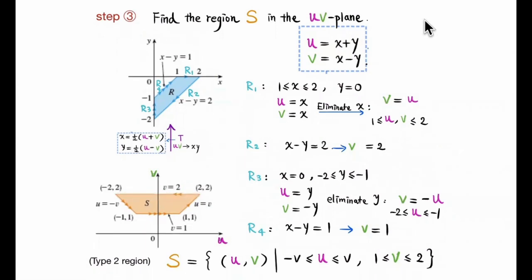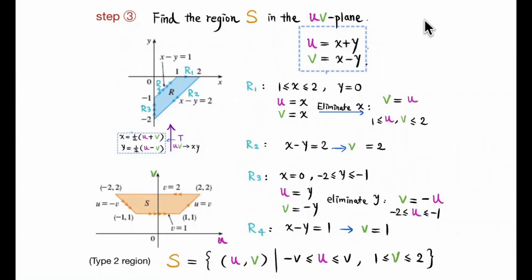Okay, R3. R3 is going to start from here to here. And you see that x is going to equal 0, and y is greater than or equal to -2, less than or equal to -1. Substitute x equal to 0, u is equal to y, and then v is equal to -y. Eliminating the y, we get v equal to -u.